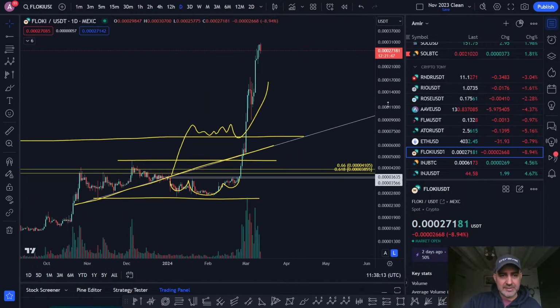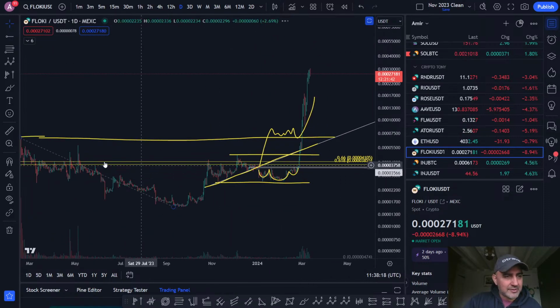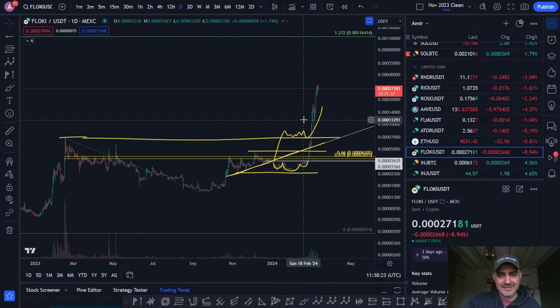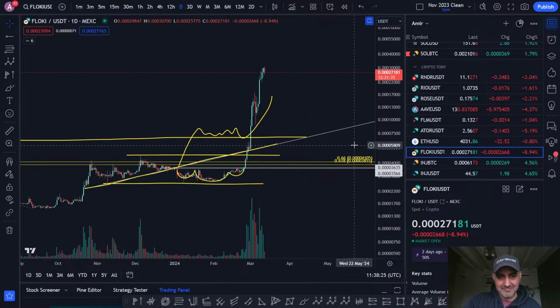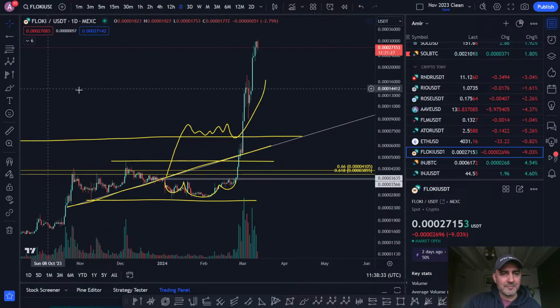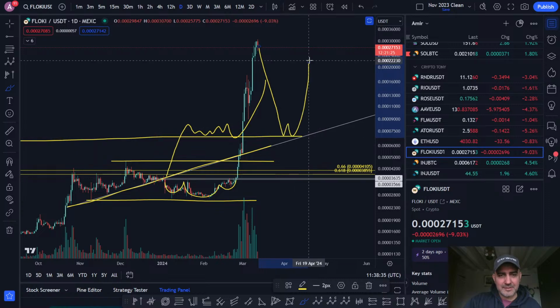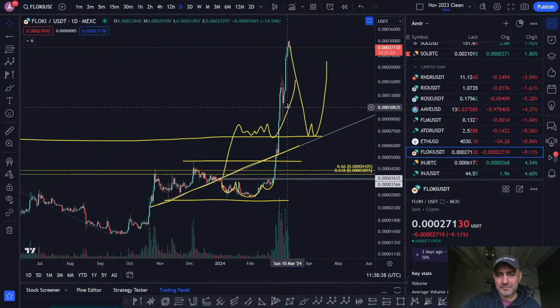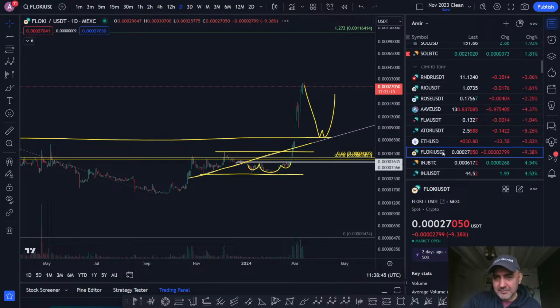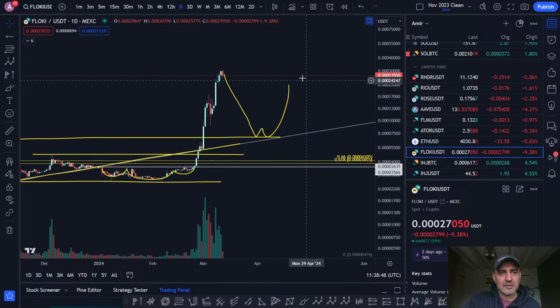Floki is just being ridiculous. Look at this. I had this inverse head and shoulders and it just exploded. What a joke. People are so mad. God, 6x. Whatever. All-time highs. I think with Floki, you're looking for a pullback. There. That would be nice. But I'm not going to trade Floki because it's at the all-time high. If anything, you're looking to short it.